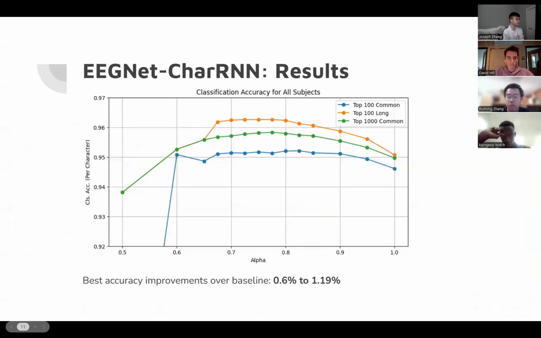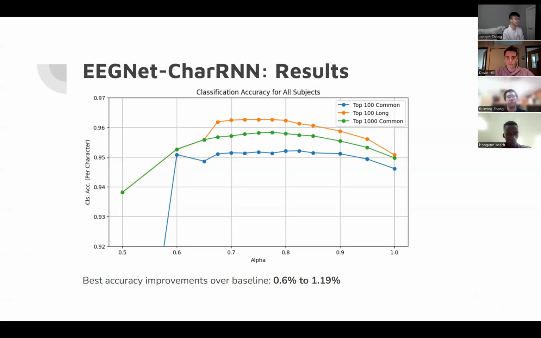And now the results. The evaluation metric is letter classification accuracy on various datasets containing English words. These are the results for all subjects. So the starting baseline accuracy of EEGNet alone, which is on the right with an alpha of 1, is already quite high at around 95%. However, as we reduce alpha, which means incorporating more predictive power from the RNN, we can see that a hybrid model can perform about 1% better than the baseline, which is very significant for an already high accuracy.